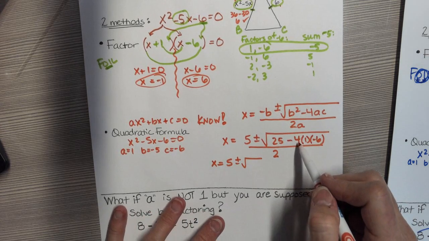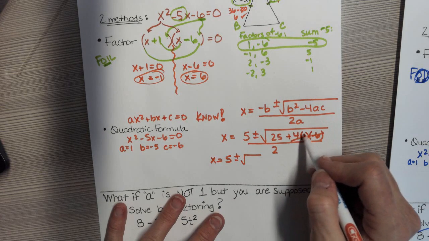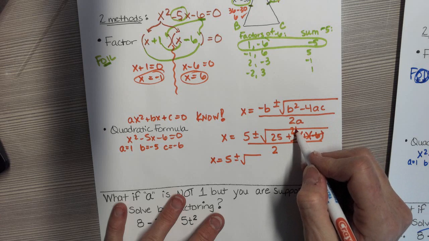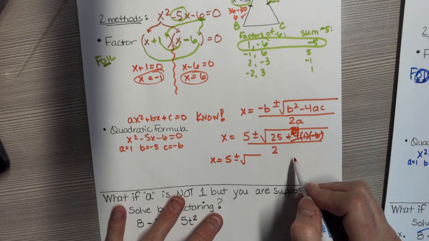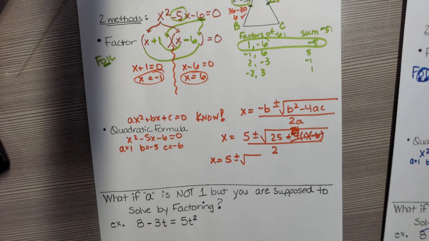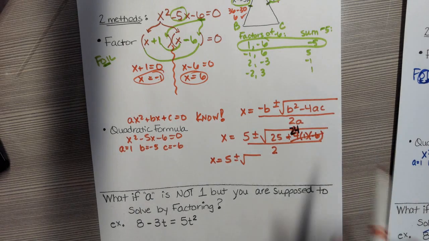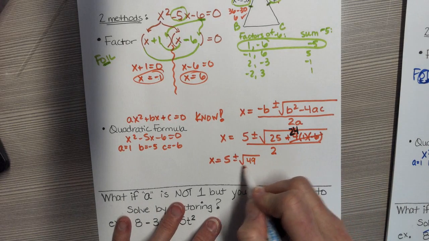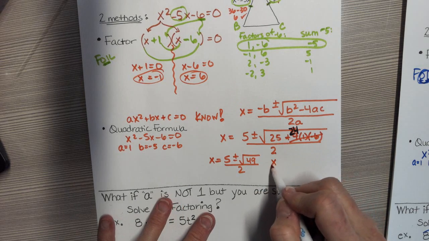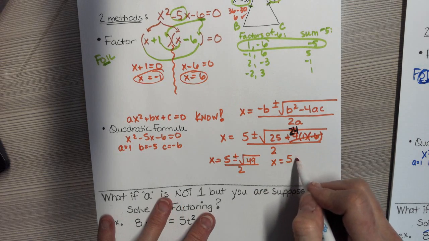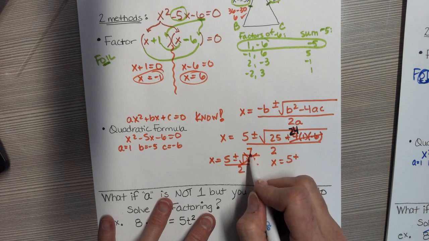Now when we do this, negative 4 times negative 6 is a positive 24. A negative and a negative gives a positive, and it's going to change to a positive 24. So 25 and 24 is 49, divided by 2. And then we got two different answers. X equals 5 plus the square root of 49. Now that's just 7, right?